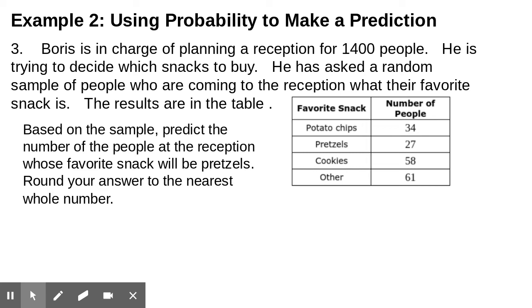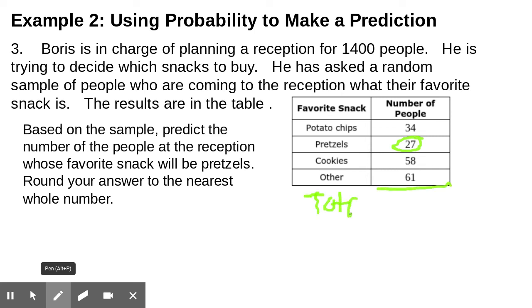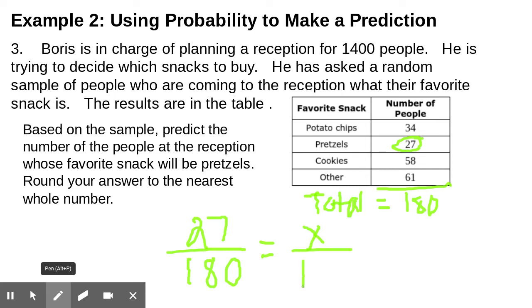So we have 27 pretzels, right? Out of how many here, though? How many people were surveyed? Well, you want to add up the 34 plus 27 plus 58 plus 61. The total number of people here is 180. So we have 27 that like pretzels out of the 180 that were surveyed. So then we want to know how many people are going to like pretzels if 1,400 people were surveyed.